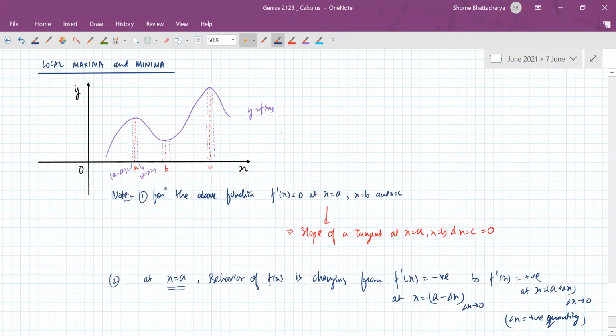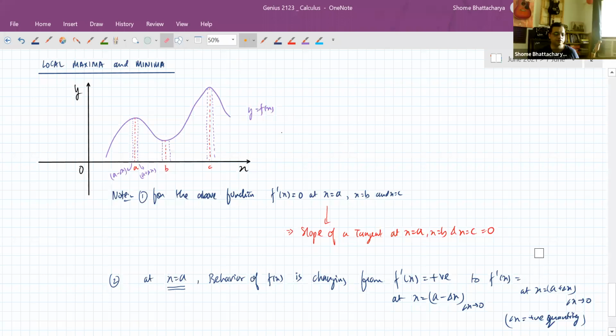Sir, in case of A, it should change from positive to negative, right? Yes, it's changing from positive to negative. Whereas in case of B, it is changing from negative to positive. Okay, so you can go ahead and note down this point, and then we will see the same behavior at the other 2 points also, B and C, as far as the second point is concerned, that how the slope of the tangent is changing.